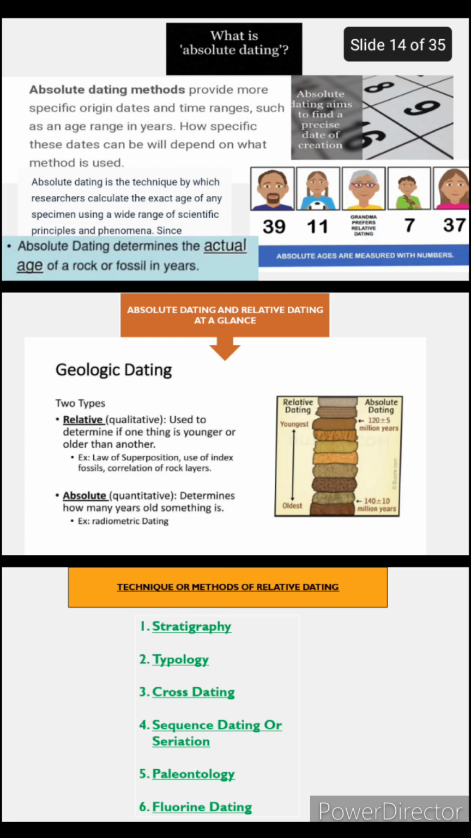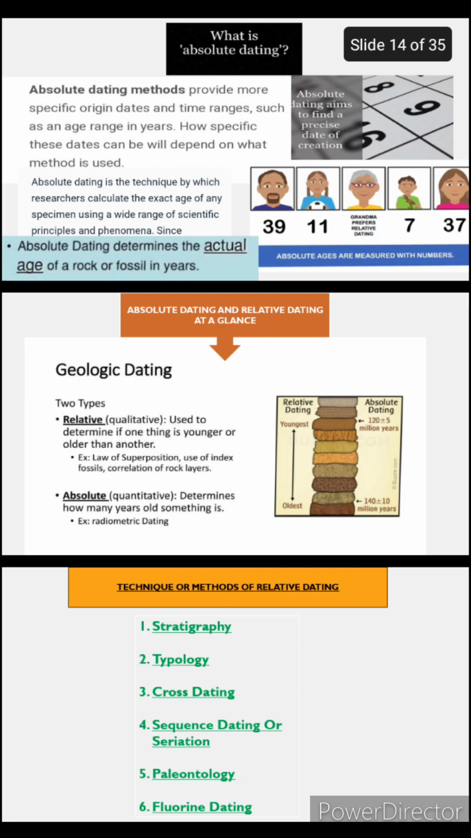Earlier, in relative dating, we know that the grandmother is the oldest, and next are the father and mother, and so on. But here a number is defined. The father's age is 39, the mother's age is 37, the elder sister is 11, and the younger is 7. So it is a definite number which indicates a particular age or particular time in years.